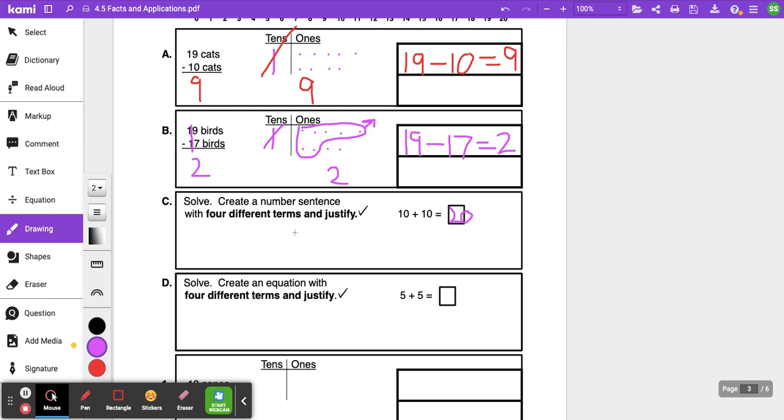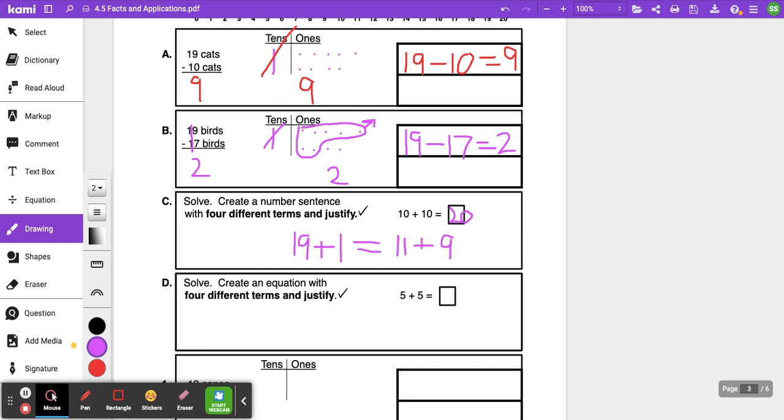Good. So we could do 19 plus 1, and that equals 20. Another way we could do it is 11 plus 9. These are just 2 examples. If you wrote down another one and they add up to 20, that works just fine. There are many different ways. 8 plus 12, 13 plus 7, and it goes on.